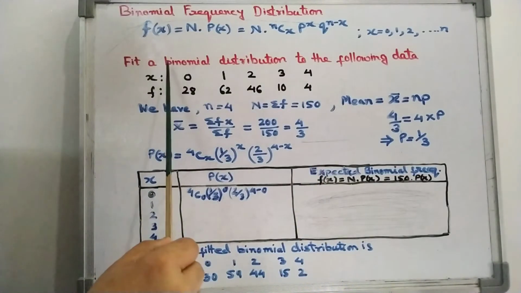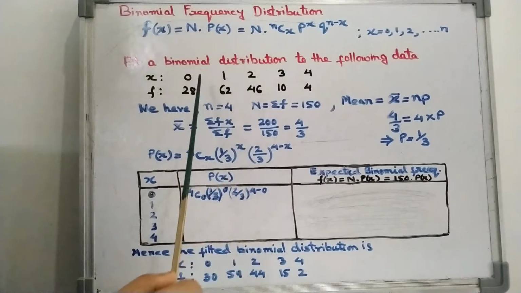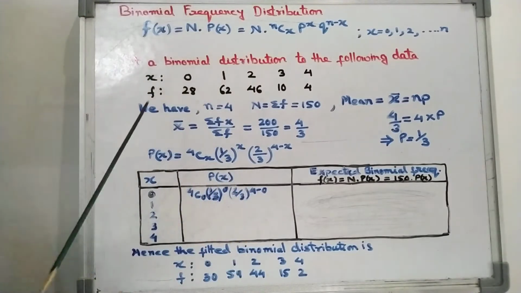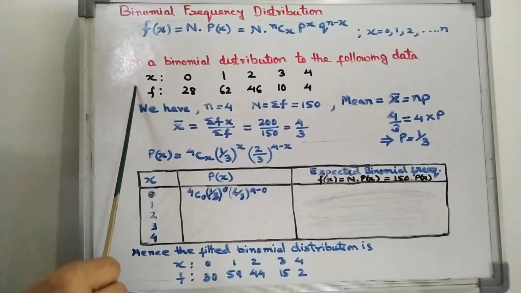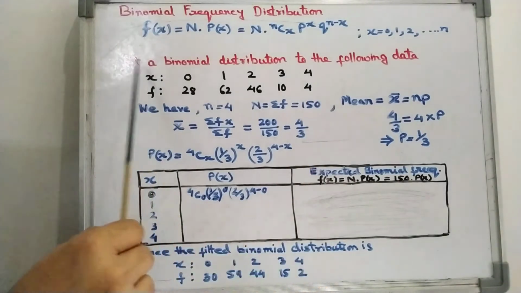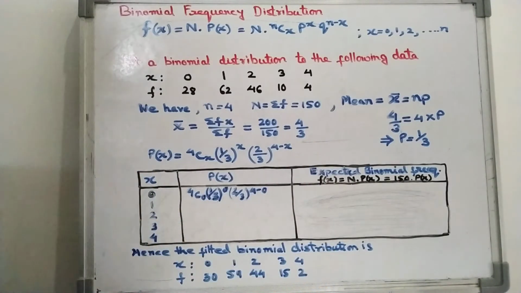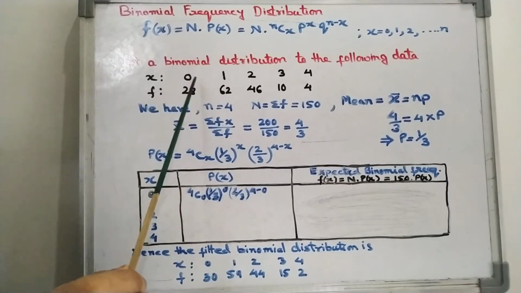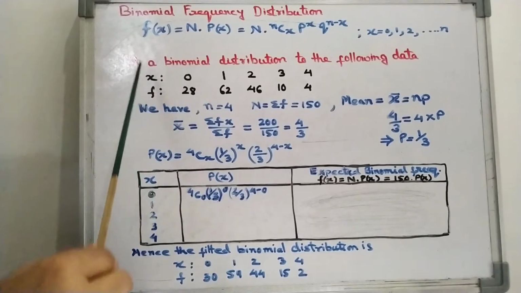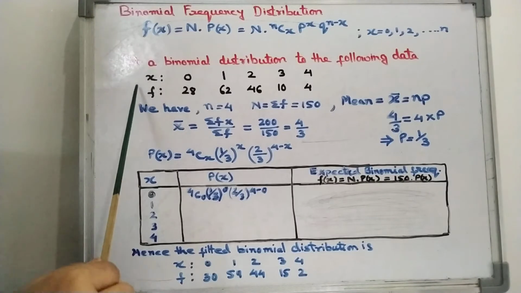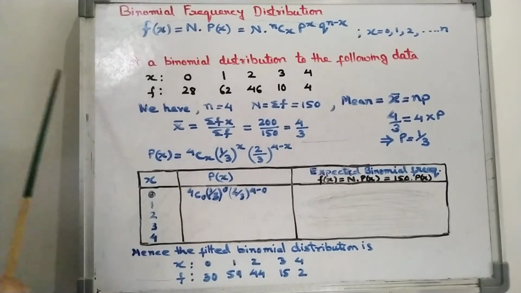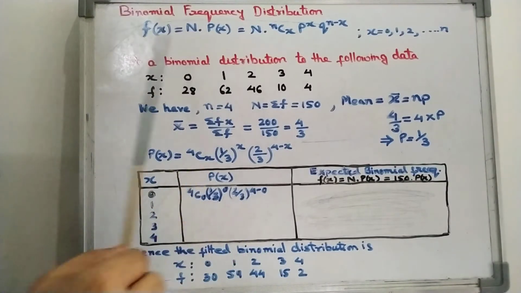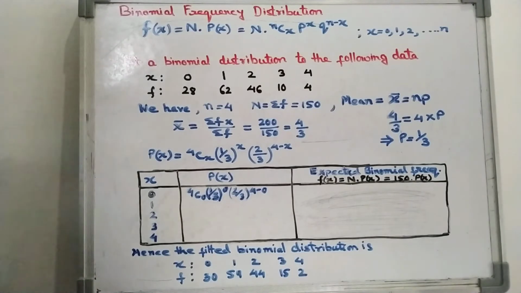Now we are asked to fit the binomial distribution and prepare a frequency distribution in this same way. That frequency will be our expected frequency, and this is our observed frequency. Because by actually performing the experiment we get this frequency, but without performing it, just by fitting the binomial distribution, we can evaluate the expected frequency. It is also called the calculated frequency.